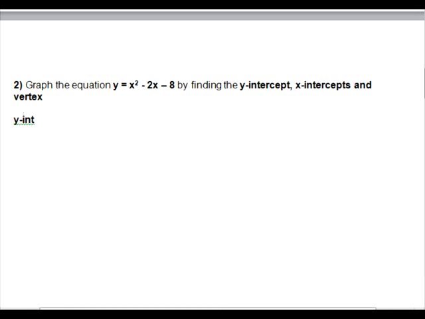To get my y-intercept, what you're going to do is you're going to set x equals 0. So y is going to equal 0 squared minus 2 times 0 minus 8. So y just equals minus 8. Okay, so my point on my graph is going to be 0 and minus 8.